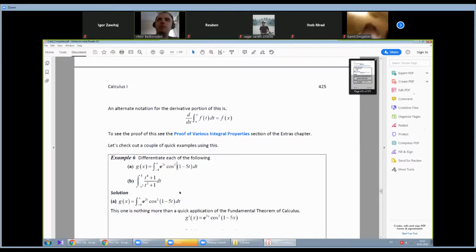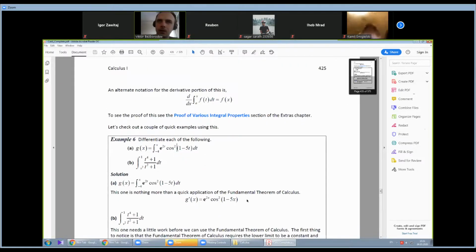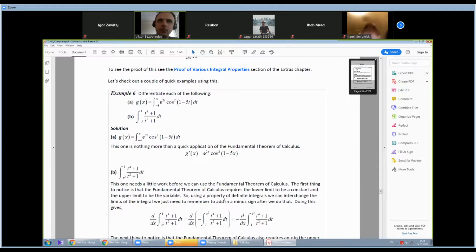Right, so okay, the upper limit is x, and then you have some function under the integral. The derivative of g is going to be just this function under the integral, but you substitute this variable, which is the integration variable t in this case. You substitute t with x, right? And so this is going to be your derivative. Okay, and then you have example b.